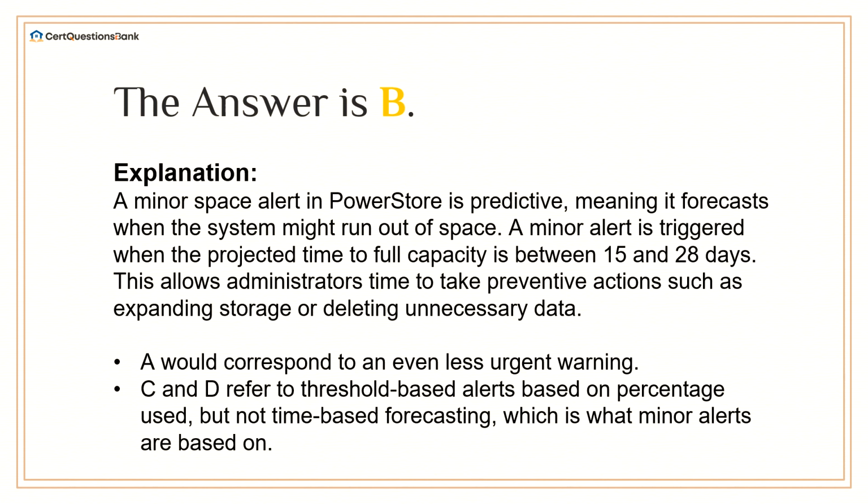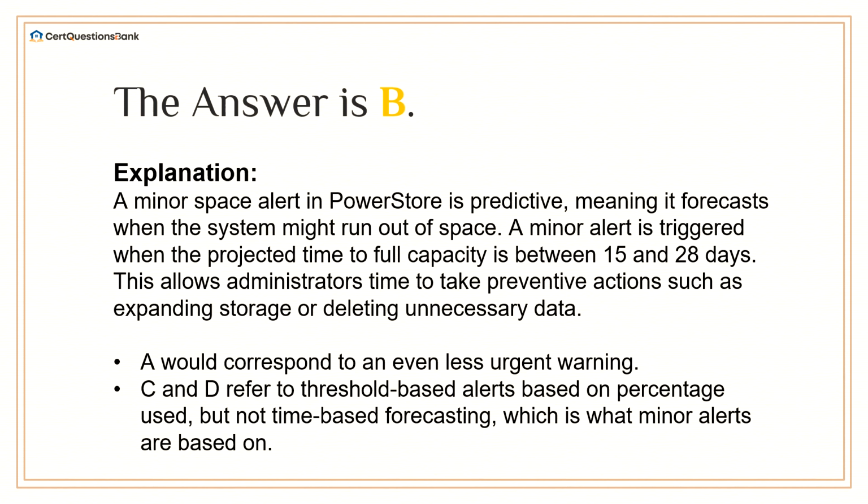The answer is B. A minor space alert in PowerStore is predictive, meaning it forecasts when the system might run out of space. A minor alert is triggered when the projected time to full capacity is between 15 and 28 days. This allows administrators time to take preventive actions such as expanding storage or deleting unnecessary data.